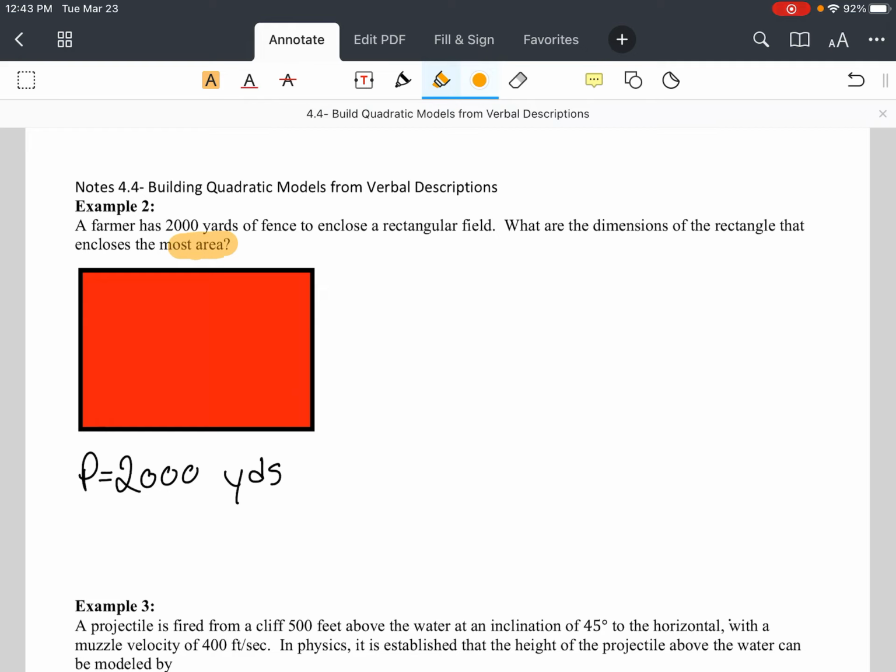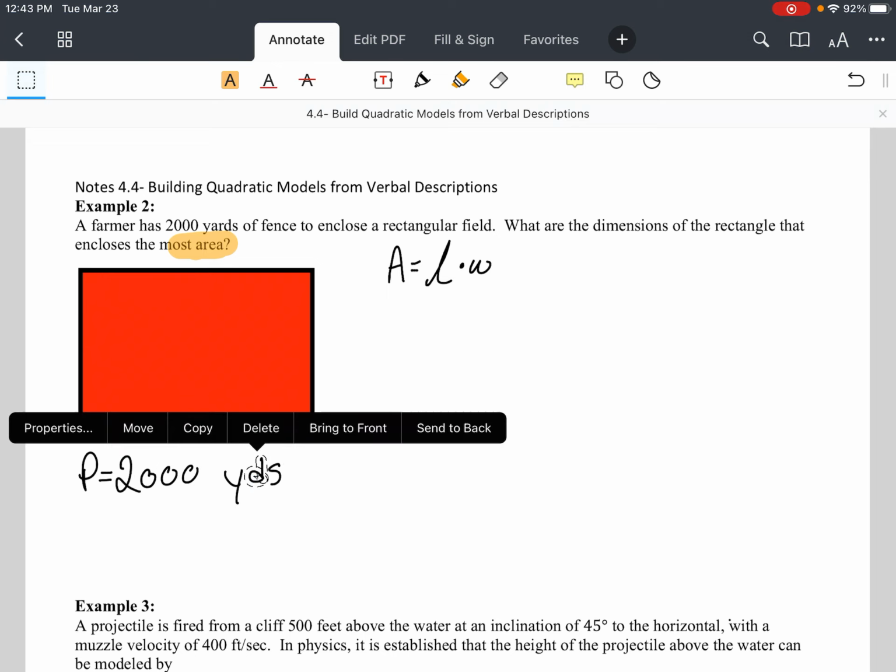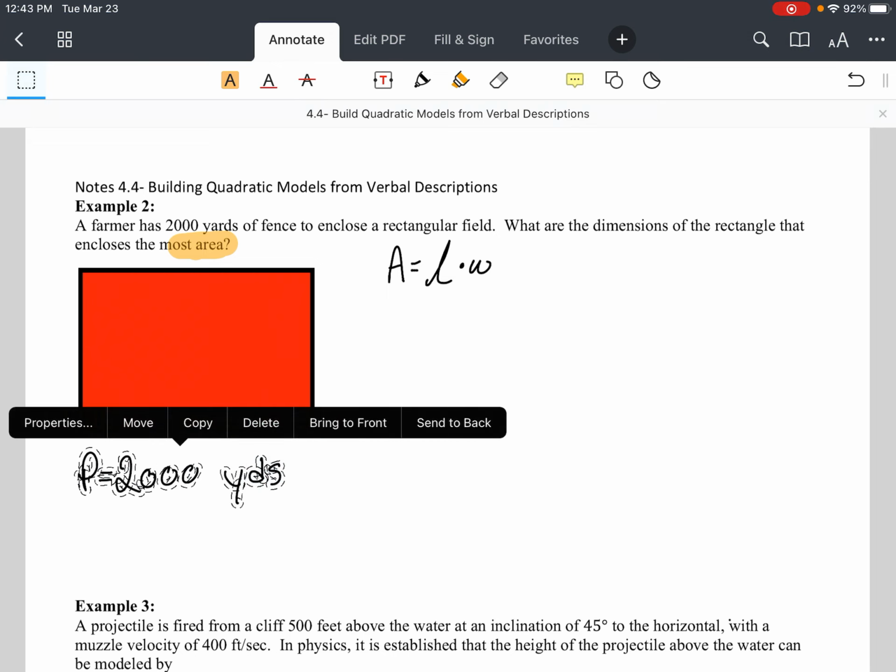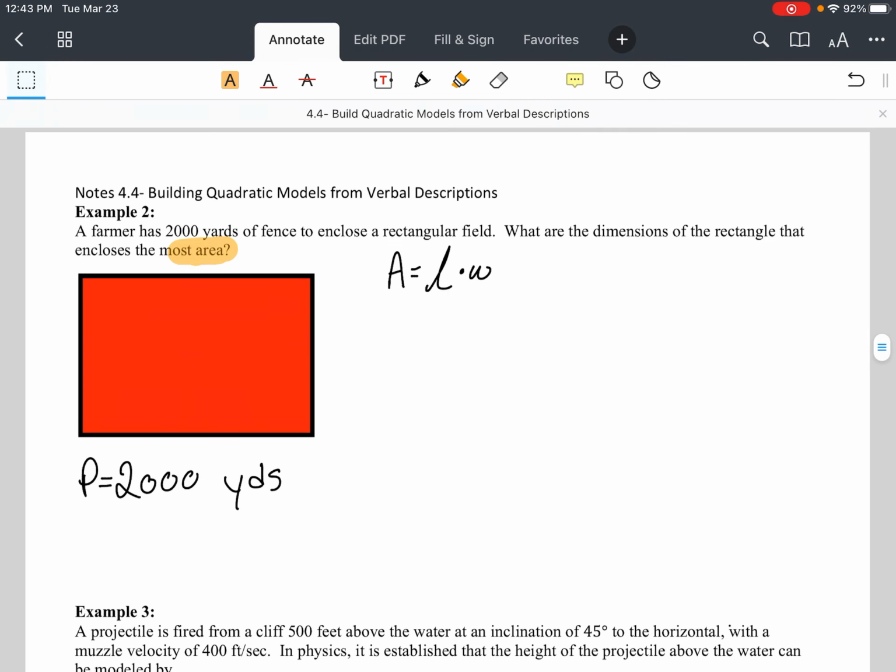Now what we're looking at here is the area. That's our goal, we want to find the area. So let's go ahead and write the equation for the area up here. The area of a rectangle is simply going to be the length times the width. Now we don't know what the length or the width of this rectangle is, so we'll call this the length, and we'll call this one the width.